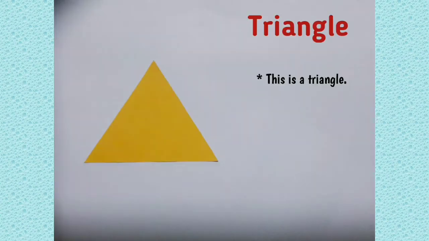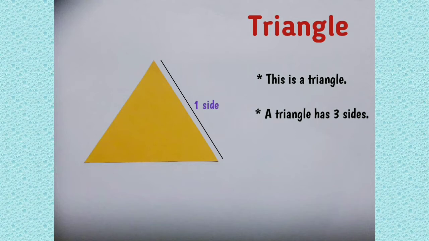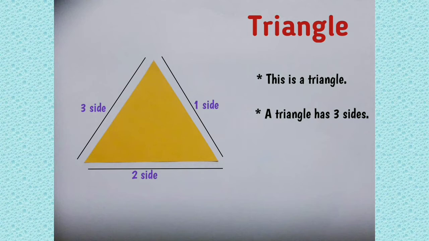Triangle. This is a triangle. Children, what shape is this? This is a triangle. A triangle has 3 sides. How many sides are there in a triangle? There are 3 sides. A triangle has 3 sides. Let's see its sides. This is the first side of the triangle. This is the second side of the triangle. And this is the third side of the triangle. So, a triangle has 3 sides.